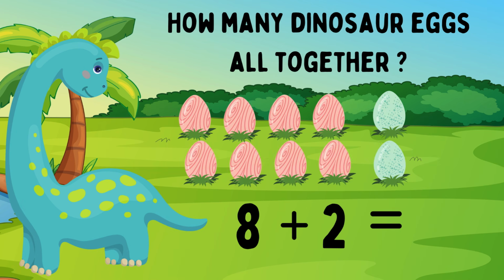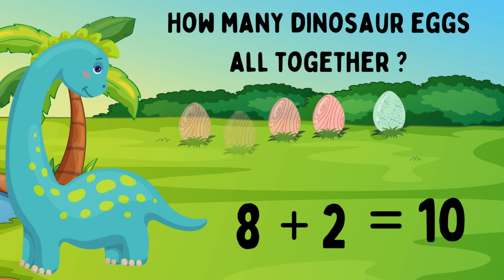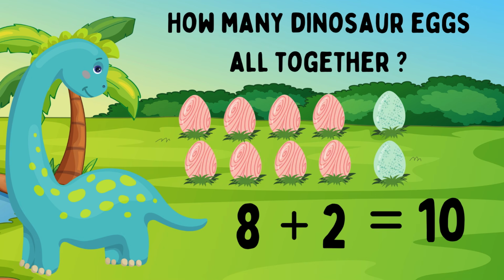Problem number 6. How many dinosaur eggs are there altogether? 8 plus 2 equals what? The answer is 10. Did you get it right?